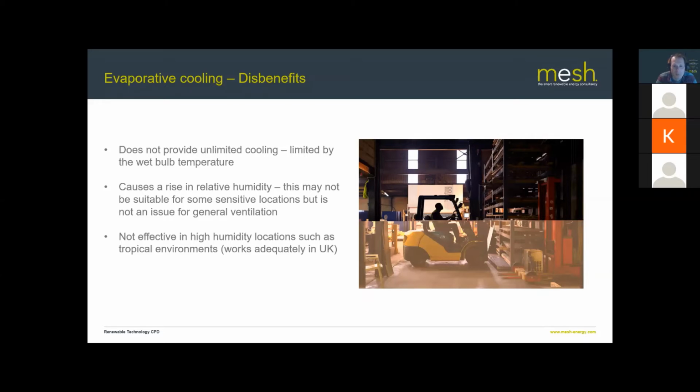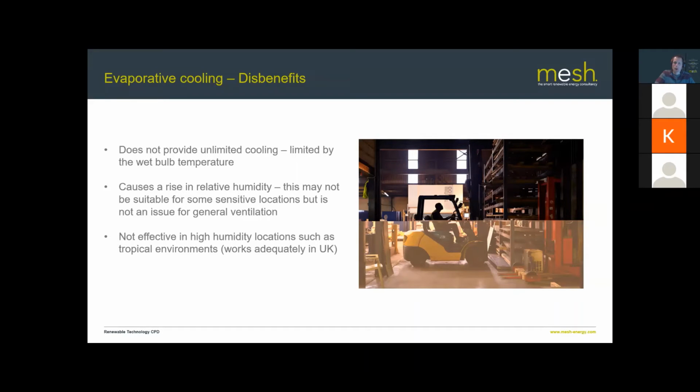The third disadvantage is that it doesn't work very well in tropical environments because you're relying on the air being able to take up moisture from the wetting mats. If you're in a very high humidity environment, so places like maybe Singapore or other tropical areas, then it's not going to be as effective, simply because the ability for the air to absorb moisture and humidity from that wetting mat isn't there. But it works perfectly well in the UK.